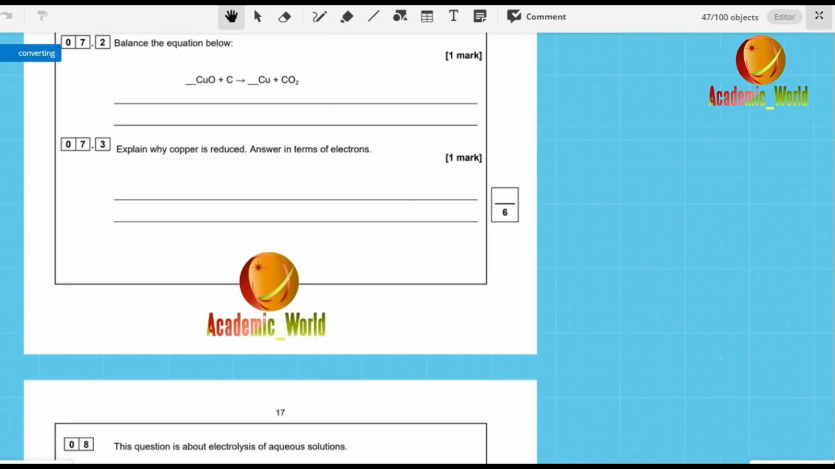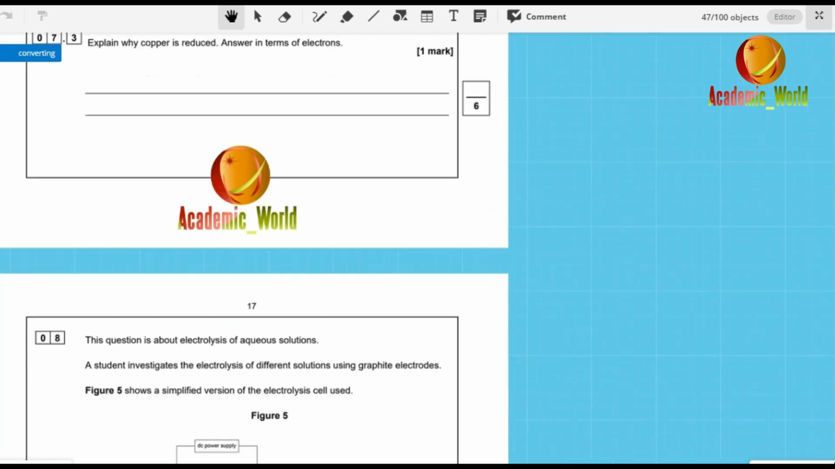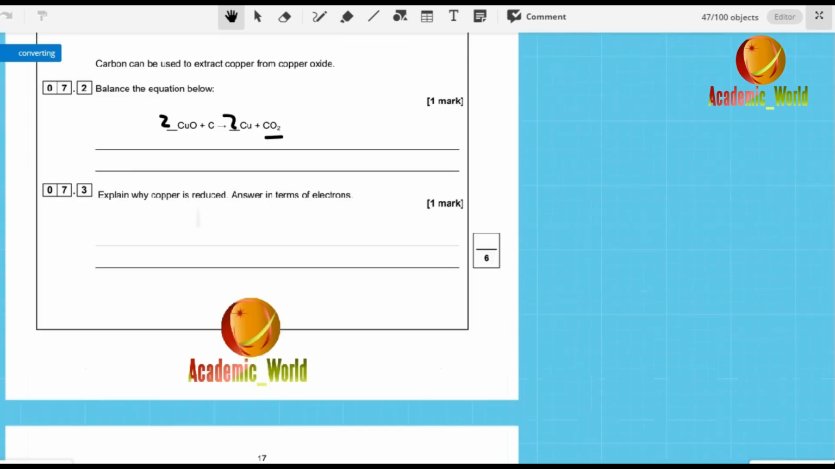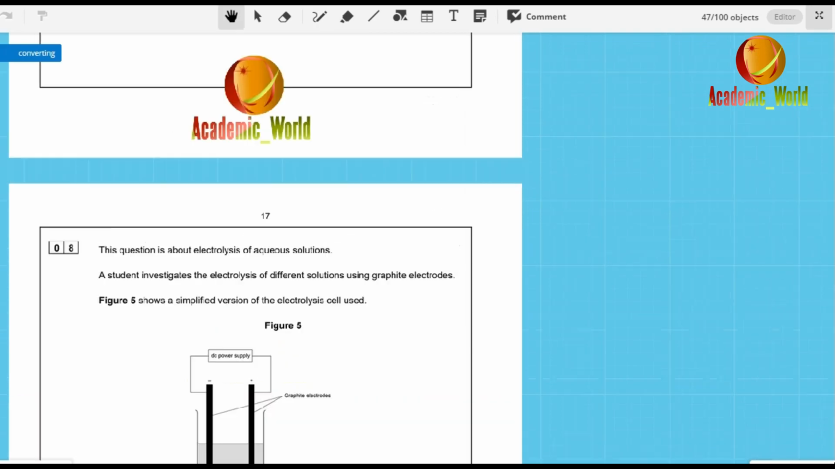Now the next question, 7.2, balance the equation, so it's easy. Copper reacting with carbon will make carbon dioxide, so it means here is O2, so you have to put 2 here, and it means here is also 2. Now explain why copper is reduced. So you know that here the copper gains electrons, to make copper metal.